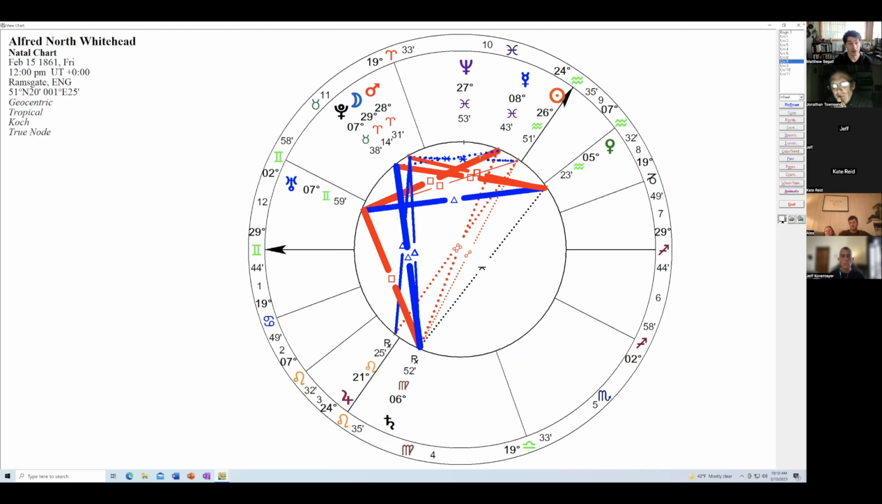Right. But he's doing it in novel ways too, with that square with Uranus. So, and the Moon, Pluto, Mars stuff. He was a star rugby player.